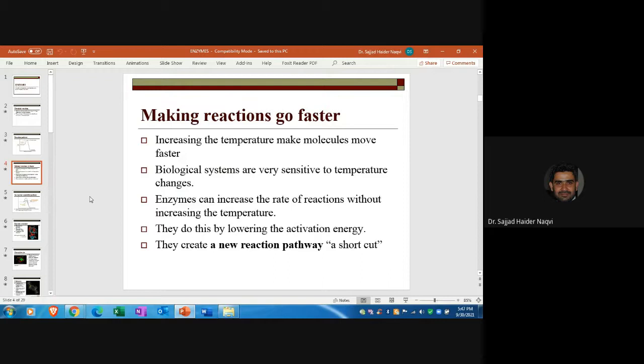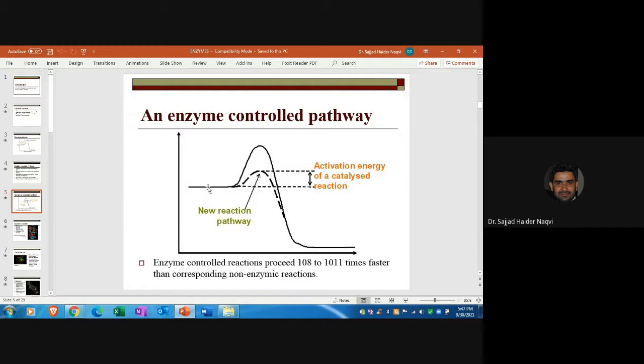So the one way enzymes can accelerate reactions without changing the temperature is that enzymes actually lower the activation energy requirement for that particular reactant to be transformed into the transition state. That means they create a new reaction pathway, which can be referred to as a shortcut. Now look at this picture, that gives you an idea. Under the normal condition, this was the activation energy required to be transformed into the final product. But in the presence of the enzyme, this dotted line indicates an alternative pathway where you can see the activation energy has been reduced.